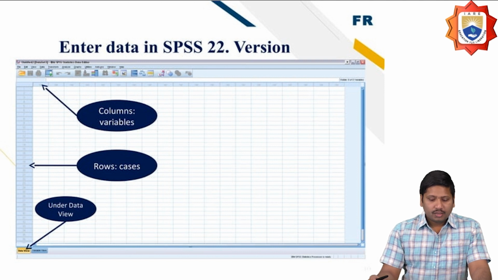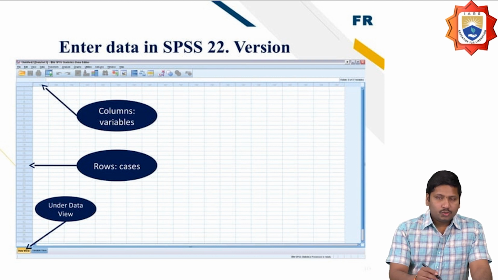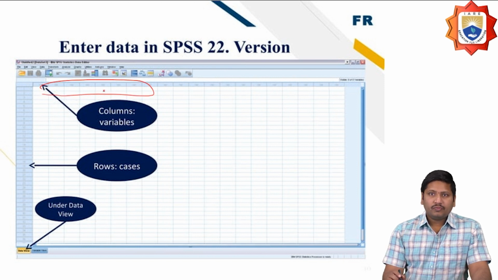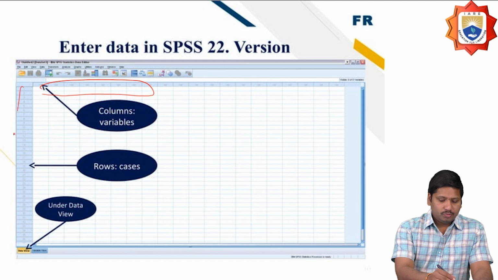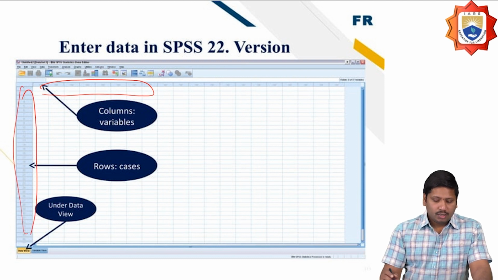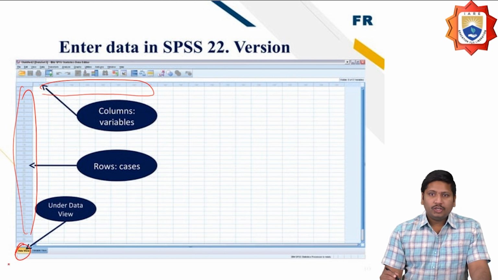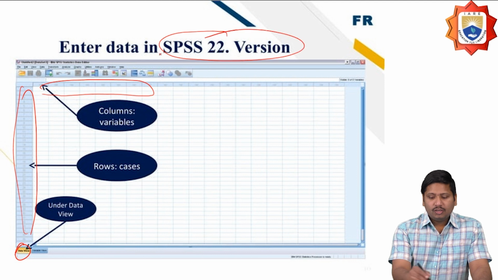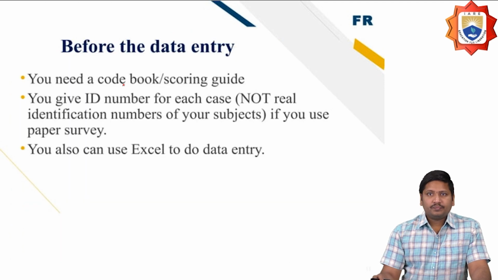And so, as I just said, these are the columns for the variables, and these are the rows for the cases, and this is where we can view the data in the SPSS 22 version.